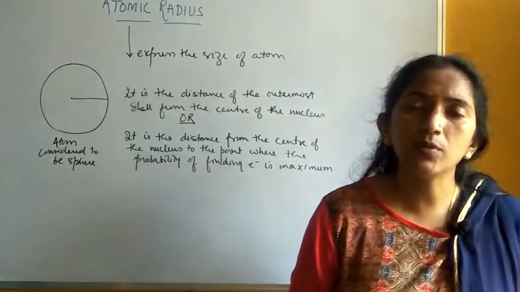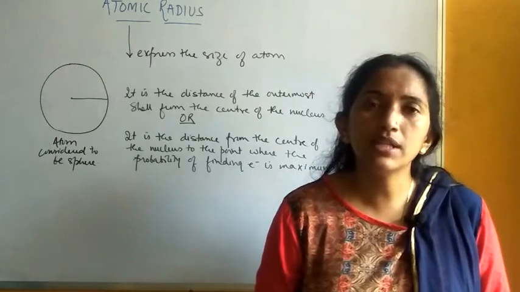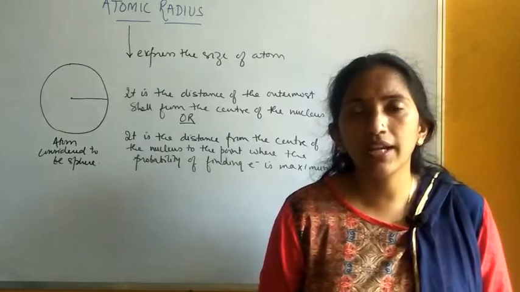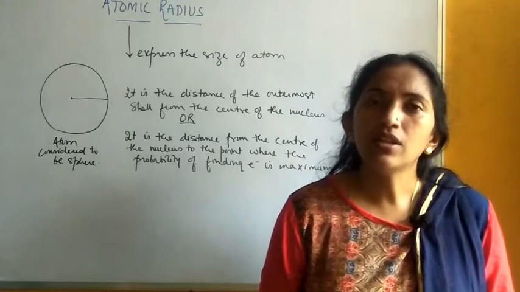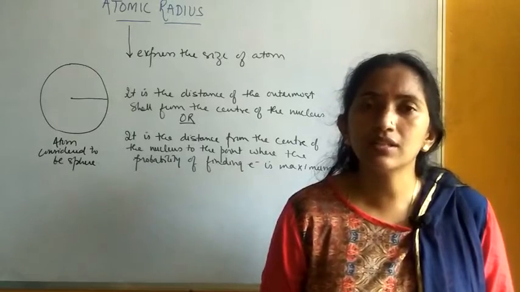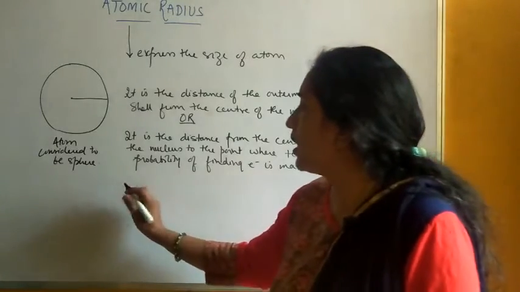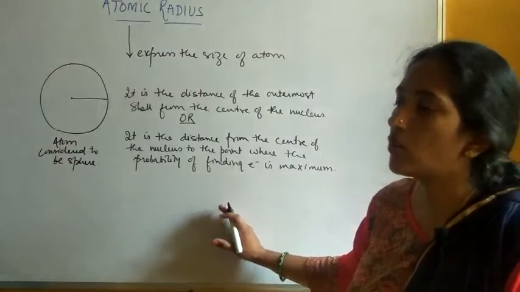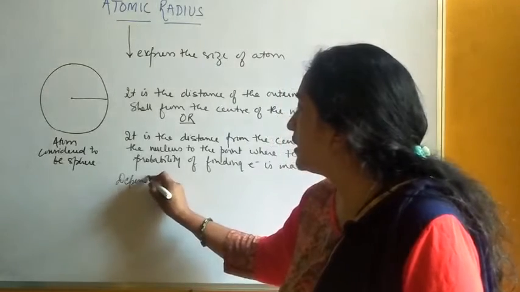So hence the atomic size in terms of atomic radius is classified on the basis of whether the atom is metal or non-metal, and its type of bonding. It has been divided into three main types, right? First is the covalent radius, second is the metallic radius, and third is the van der Waals radius, right? So atomic radius depends upon the state of its bonding, or whether the atom is metal or non-metal.